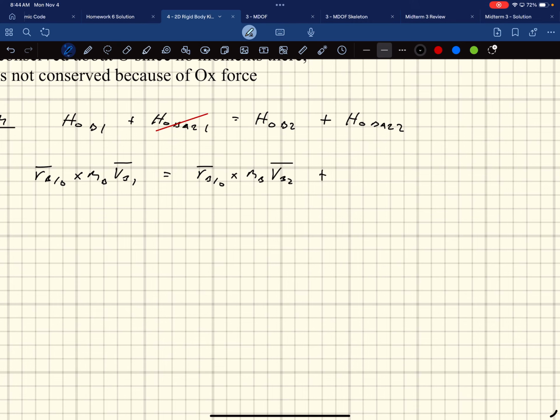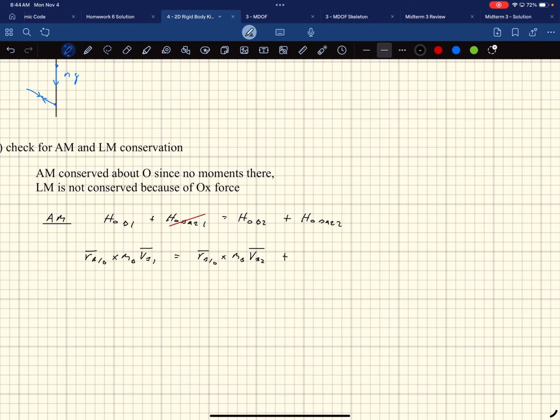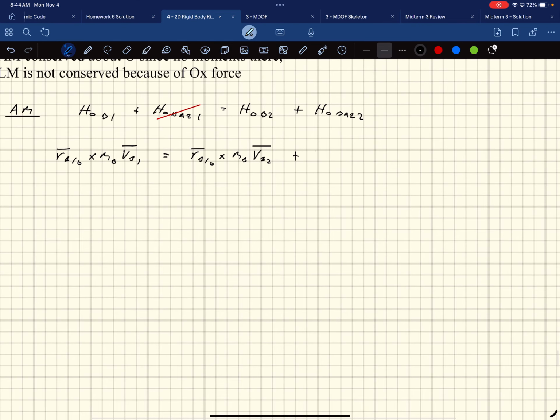And then the last one is the angular momentum about a fixed point. So this is just going to be I of the bar about O times omega bar.